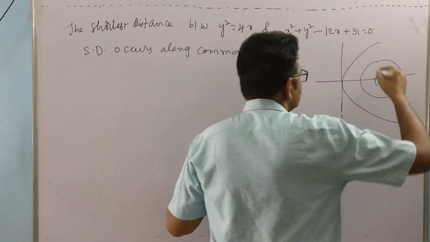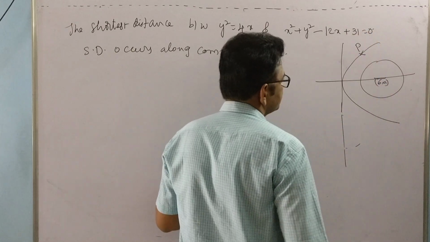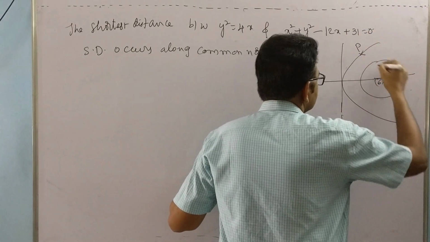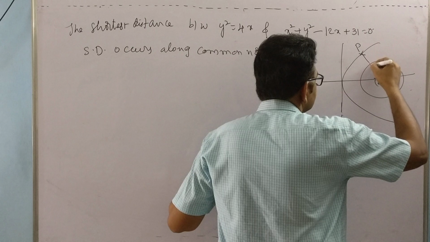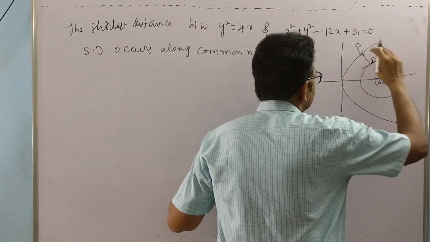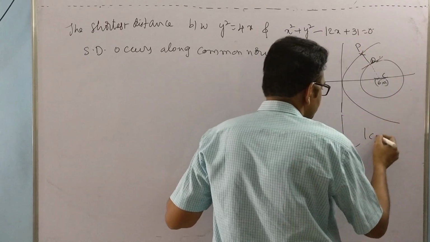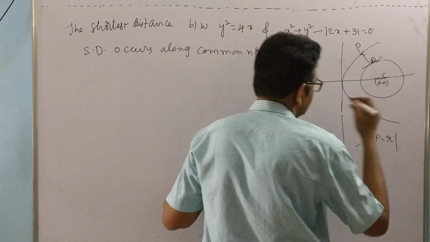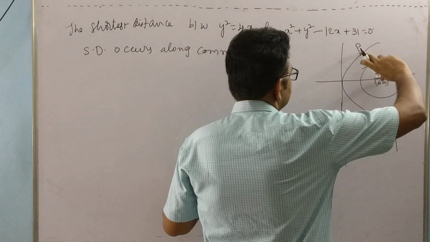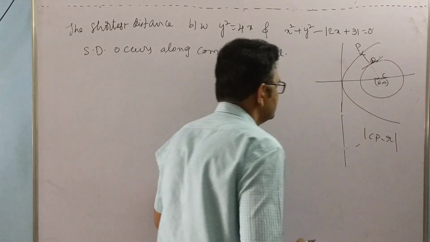Shortest distance means what? You have to find a point on this parabola. So this is the center C, and this is the minimum distance. The distance is PQ, that is the shortest distance. How to find the shortest distance? Mod of CP minus R. CP is a distance and R is the radius. So this is the minimum distance.